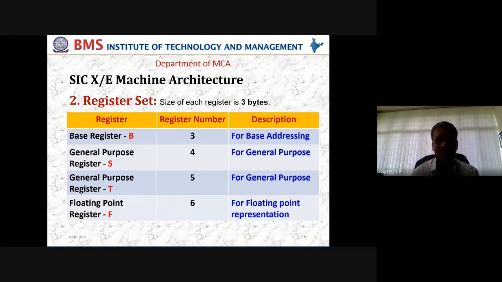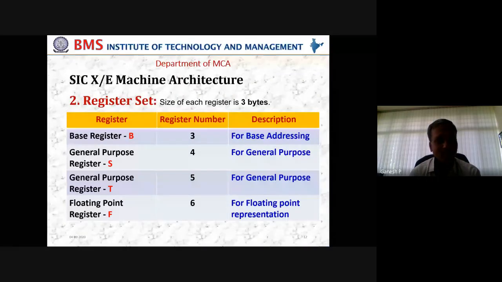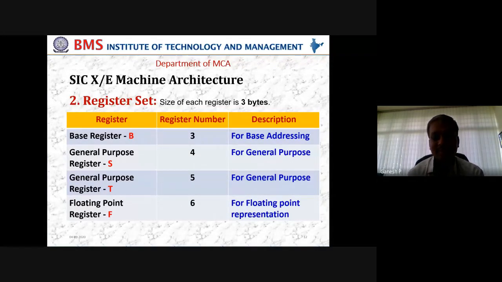We don't know why it is not taken. It is up to the designer, but this is how they have been given. So there are a total of 9 registers whose numbers will be 0, 1, 2, 3, 4, 5, 6. There is no 7. It is 8 and 9. So you should remember them properly. So A, X, L, PC, SW, whose numbers are 0, 1, 2, 8, 9. Next we have B, S, T, F, whose numbers are 3, 4, 5, 6.